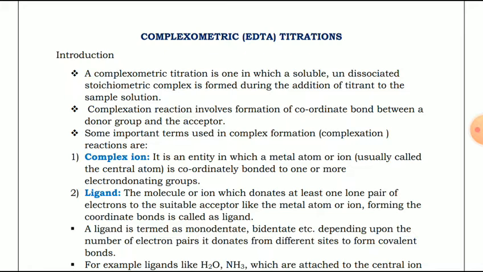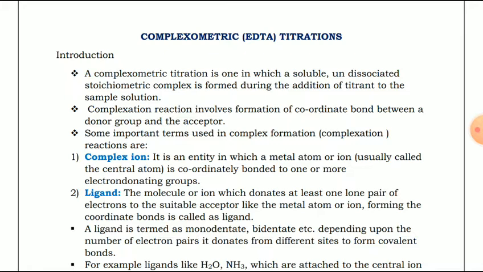Now the ligand. Here, in our example above, the ligand will be EDTA. The molecule or ion which donates at least one lone pair of electrons to a suitable acceptor, like the central metal atom or ion, forming the coordinate bond, is called a ligand. See, the ligand is EDTA. The EDTA molecule consists of at least one lone pair of electrons.